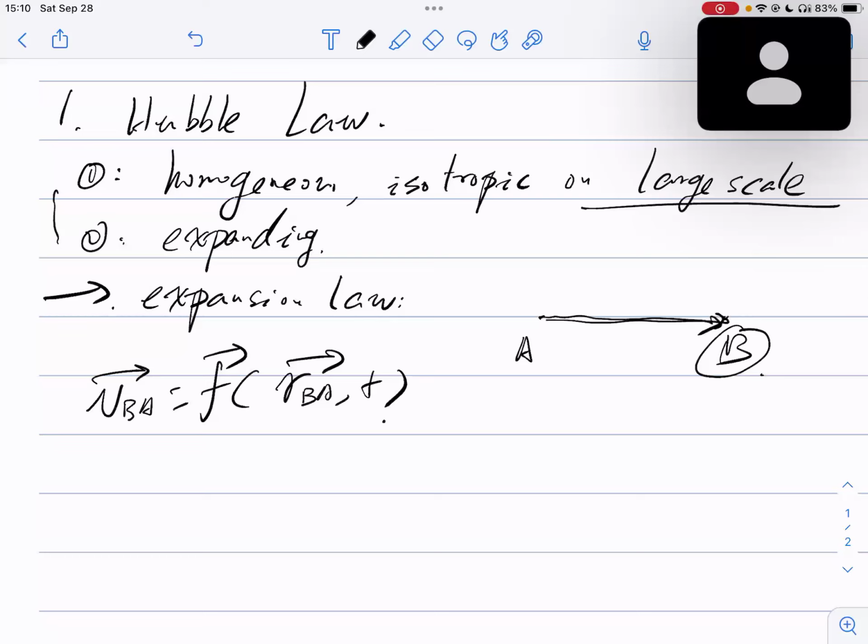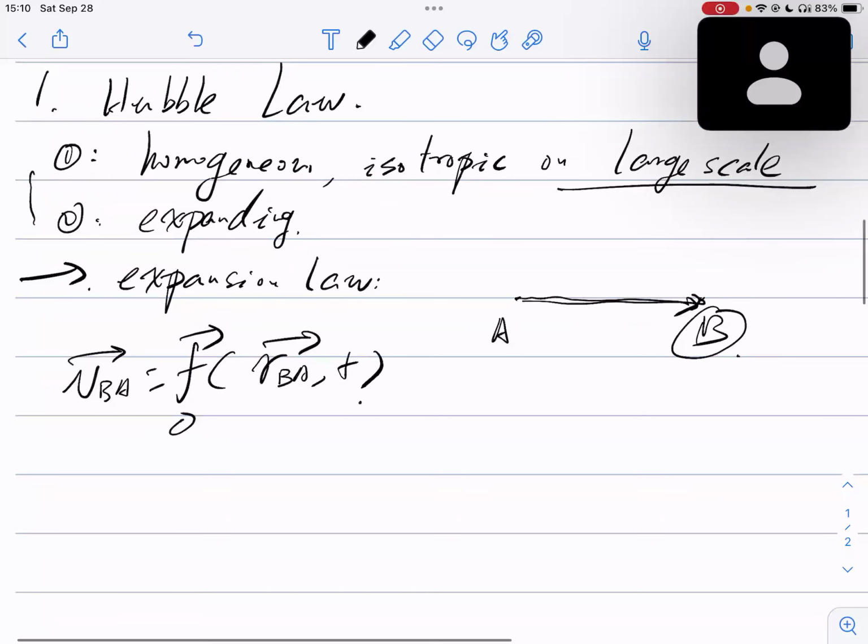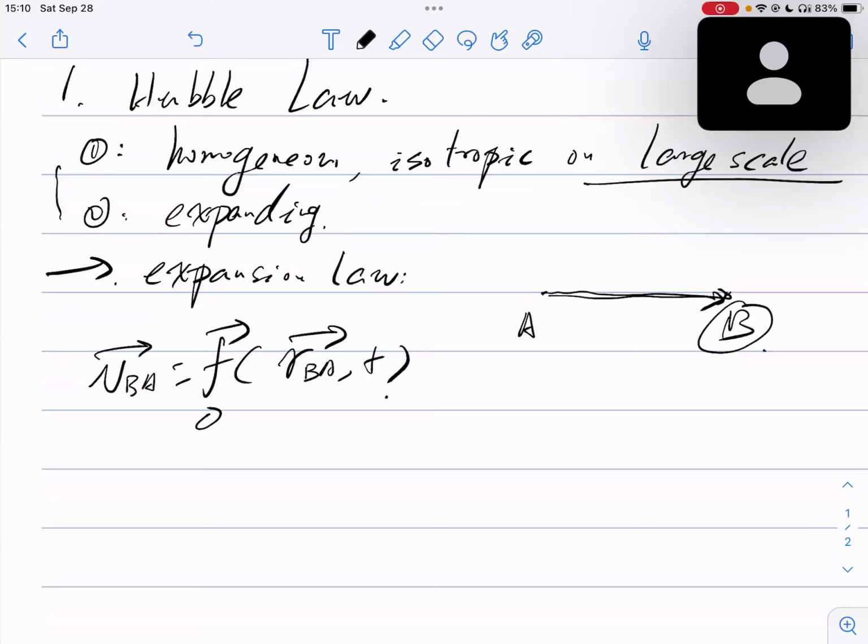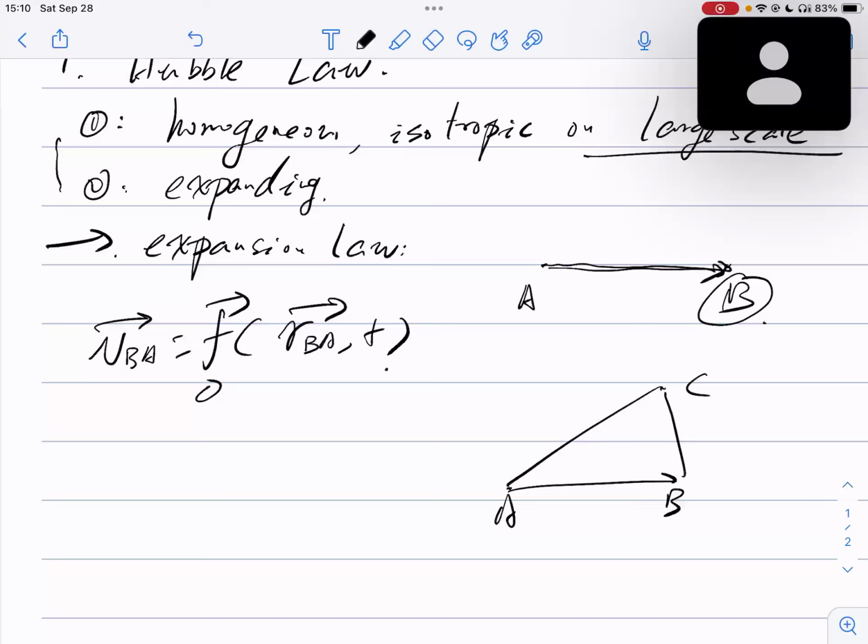Well, actually, because the universe is homogeneous and isotropic, we can restrict this function with some properties. For example, because every point and every direction in this universe is equivalent, this expansion law will be valid between A and B, and C, and C and A. And because of the homogeneous and isotropic properties, we know that this expansion velocity v shall be parallel with this R_BA.